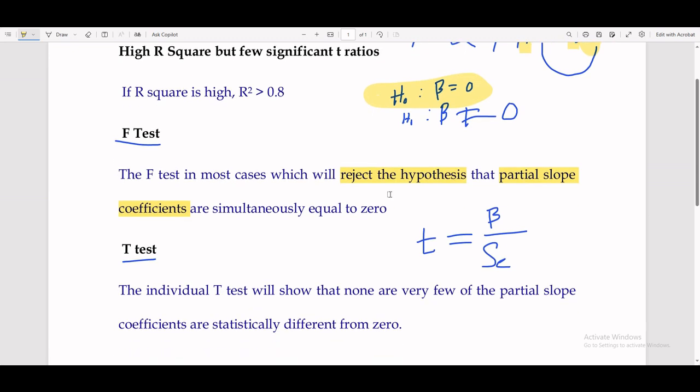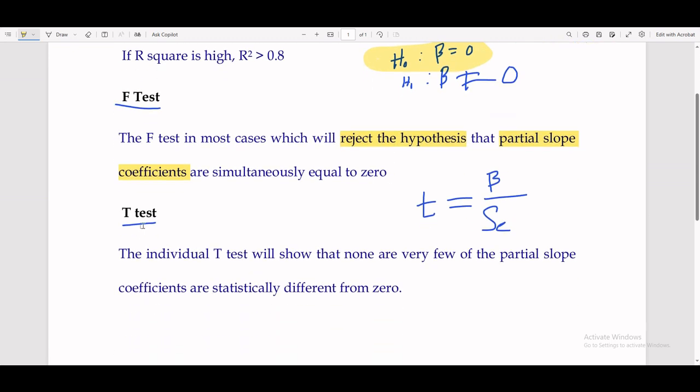But on the other hand, the t-test: as you know, in the presence of multicollinearity, standard error is high. We discussed this point in my video on the practical consequences of multicollinearity, which is available on my channel Statisticians Club, and I also provide its link at the end screen. So t is equal to beta, the partial slope coefficient under consideration, divided by the standard error of beta cap.